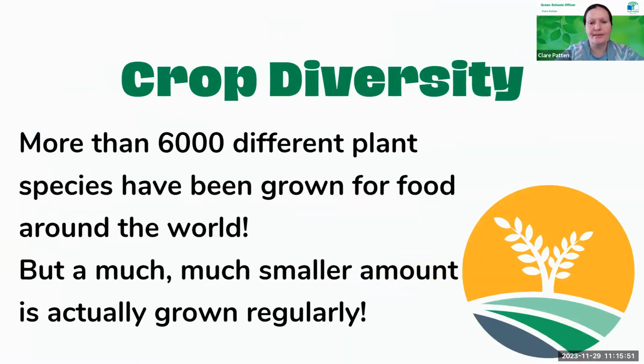So there is more than 6,000 different species of plants that have been grown for people to eat, which is a lot. I don't know how many types of food you guys have ever eaten, but for me, it's definitely less than 6,000. So this varies all around the world. These are things that have been intentionally grown by farmers or growers to feed themselves or others. But even though there is that many options for us, we actually only eat a tiny amount of these, and very few are actually grown.